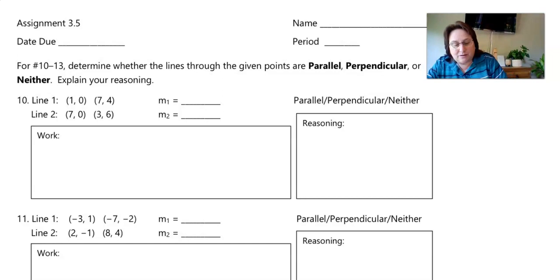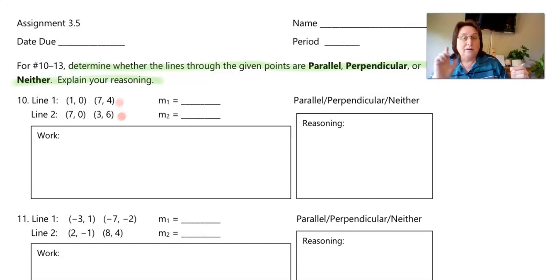All right, so guys, right here in numbers 10 through 13, you're going to determine whether the lines that go through the given points are parallel, perpendicular, or neither. And then you have to explain your reasoning. So you're going to have to justify your answer. For number 10, it gives us line 1 and line 2 points. It gives us those 2 points. That means that if I have the coordinates, I can use the slope formula to find the slope.